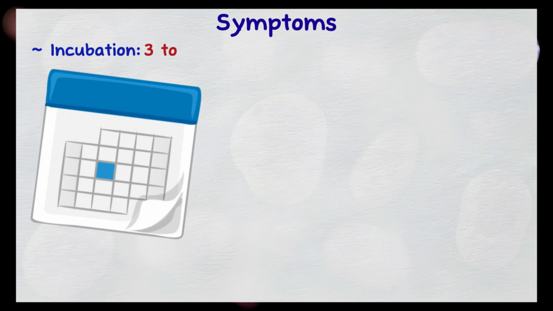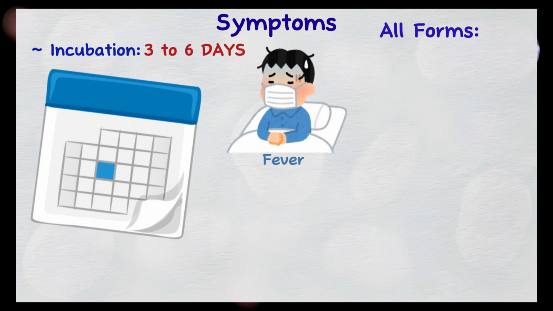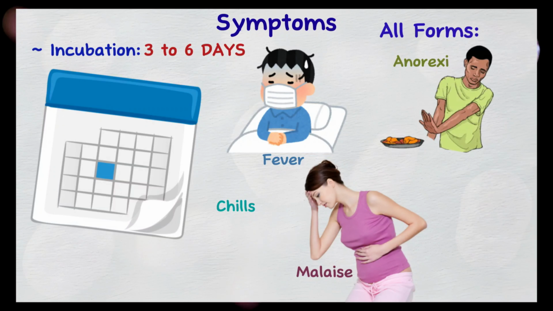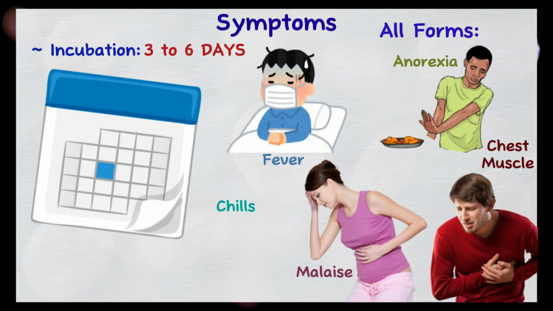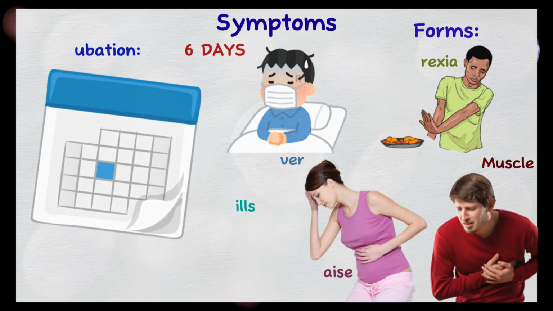Symptoms typically develop after an incubation period of 3 to 6 days, and all forms of tularemia are associated with nonspecific symptoms such as fever, chills, malaise, anorexia, and chest or muscle soreness. Specific symptoms vary depending on the form of the disease.